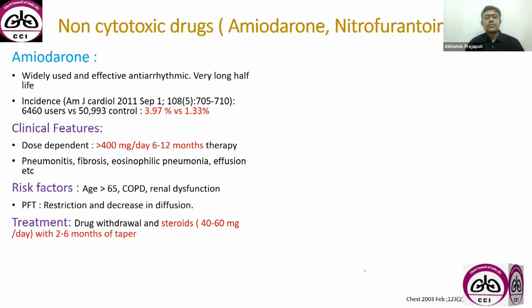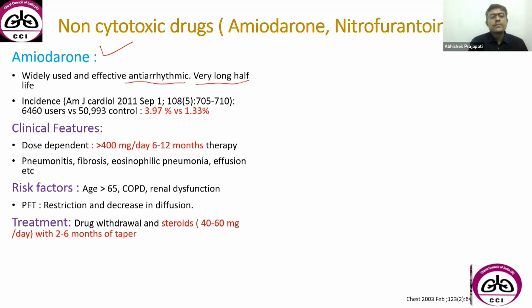Another drug which is most commonly used in the present era is amiodarone. It is widely used and effective as an anti-arrhythmic. It has a very long half-life, and the incidence mentioned in one study is 3.97% versus 1.33% in the control group.